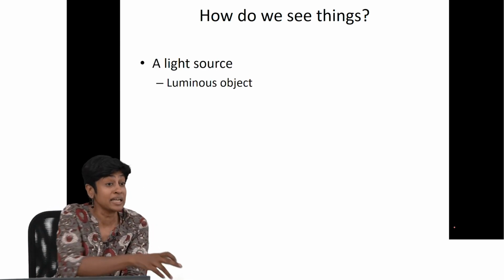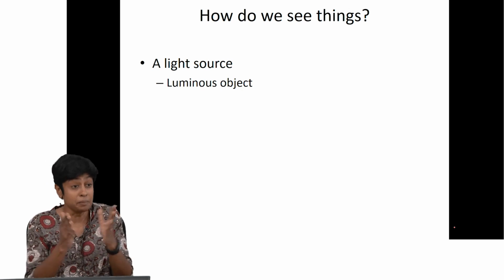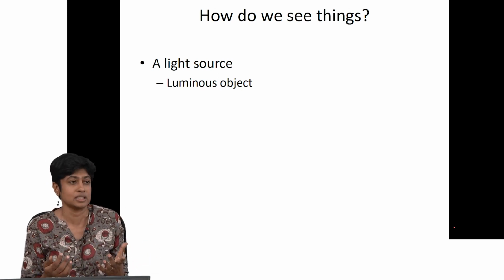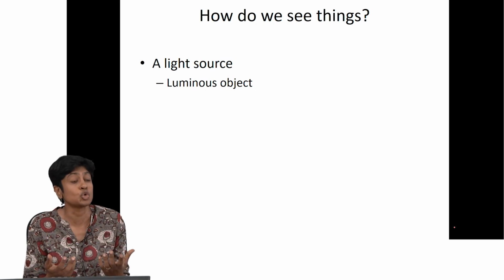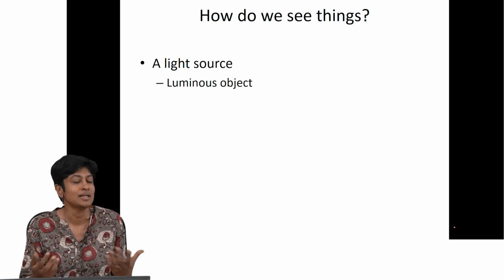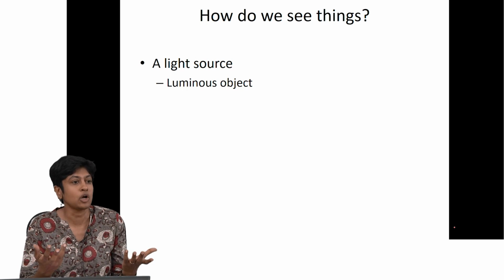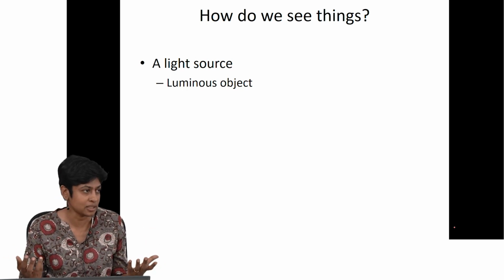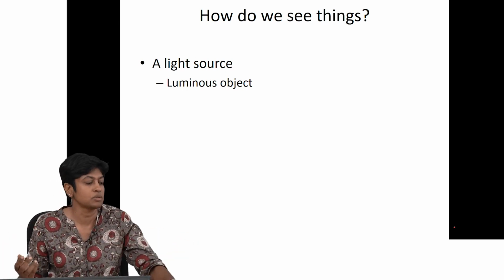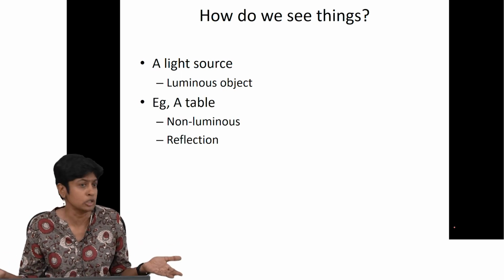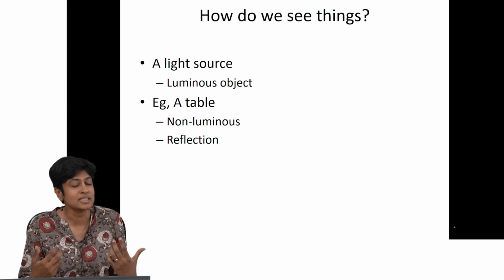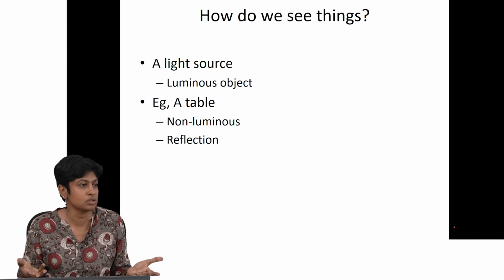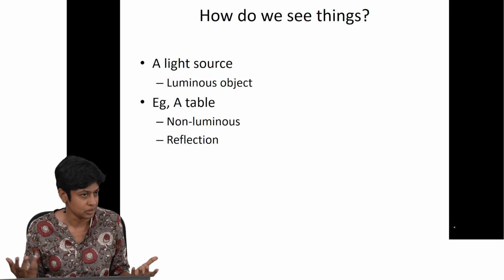So if I'm looking at a light source, I could make a further distinction. If the object I'm looking at has its own light, a luminous object, that light travels from the object, reaches my eye, and that's how I see it. But most of the objects around this table are not luminous, they don't have a natural light source. How we see them is that light from some source falls on the object, reflects and comes to our eyes.